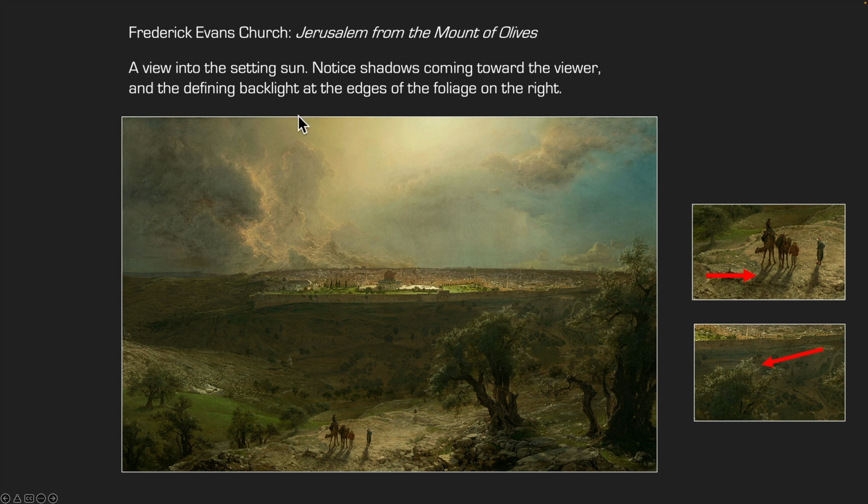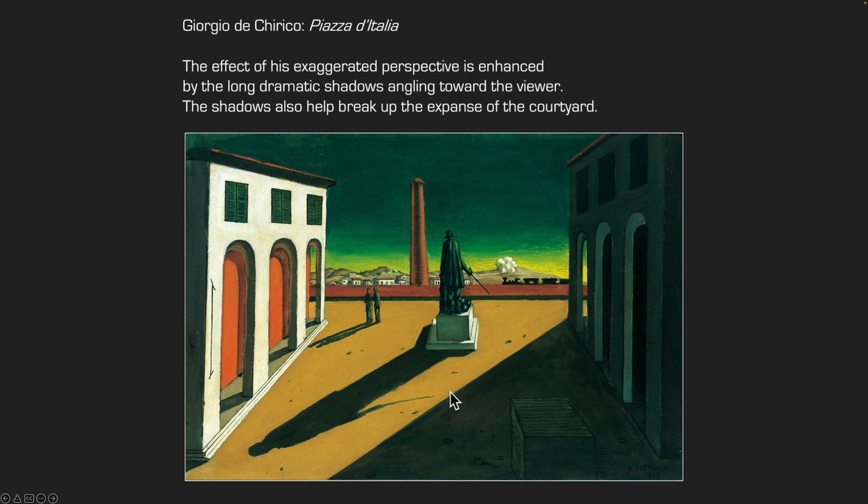If you look at Frederic Church's Jerusalem from the Mount of Olives, he's on the Mount of Olives looking at Jerusalem, looking into the setting sun. What I want to call your attention to is that the shadows are coming towards the viewer. In other words, they're coming towards you. Also, look at the edges of the foliage: the light is just at the edges, which gives it a real dramatic highlight, and you get a wonderful play of dark to light, dark to light.